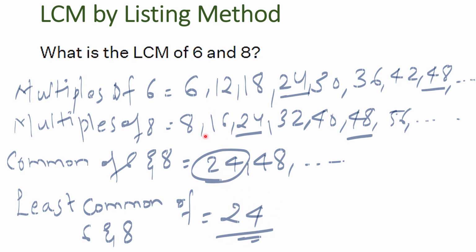Now 24 is divisible by 6 also, and 24 is divisible by 8 also. So if somebody asks me what is the LCM of 6 and 8, my answer should be 24. Okay, this is the listing method. Now let's move on to the next. Let's see another method, the second method: the prime factorization method.